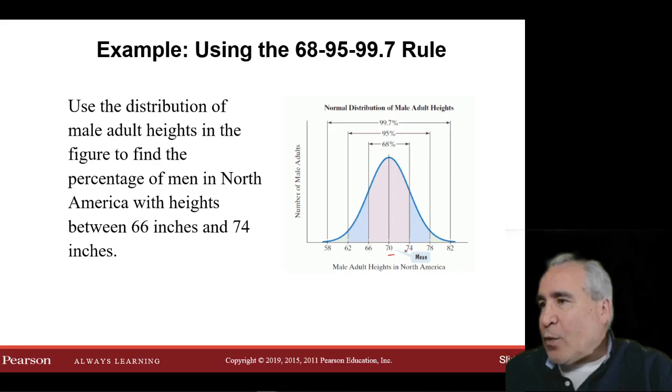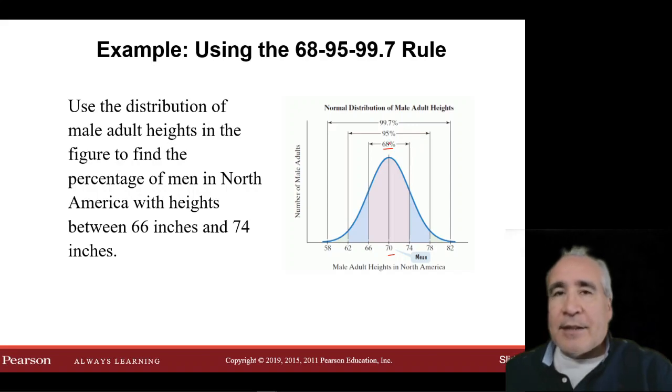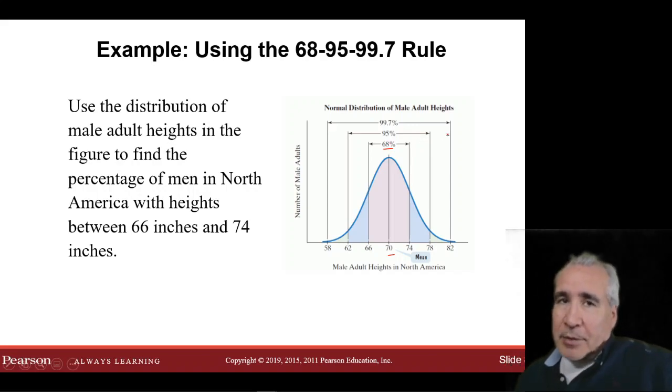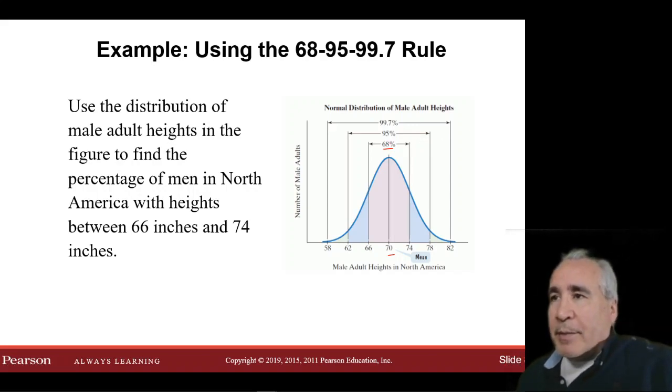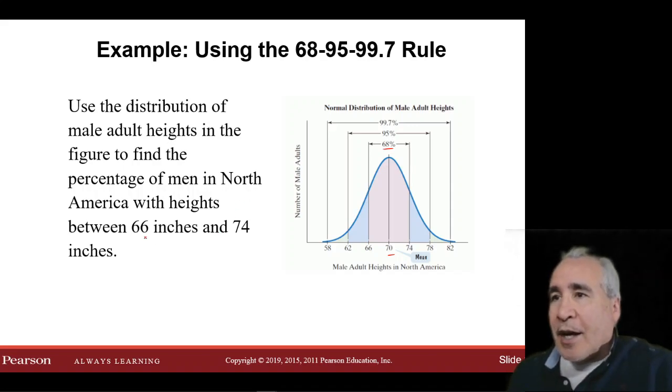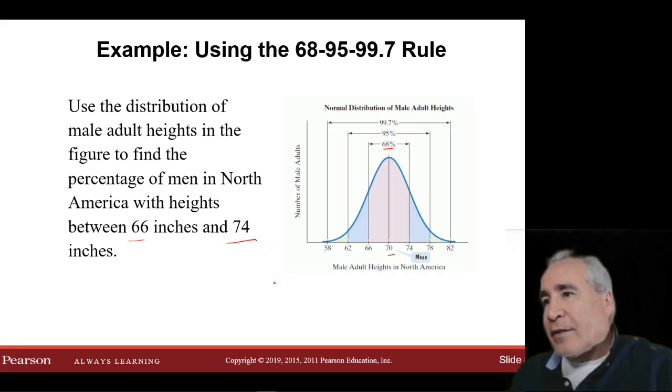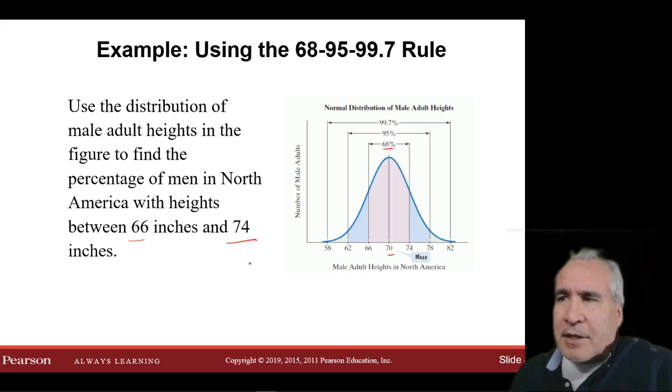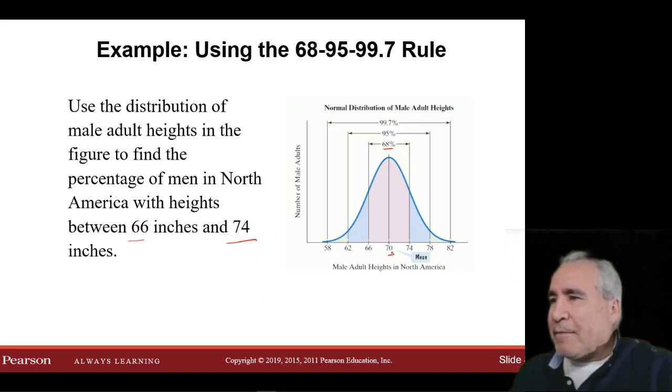So yes, between one standard deviation, so between 66 and 74, we've got 68% of our population, whatever we're, males. So we could say 68% of the males are between 66 inches and 74. I am 5'10", so I'm 70 inches. I never did the calculations before. I'm right in the middle. That's kind of cool. Just realize that, right?